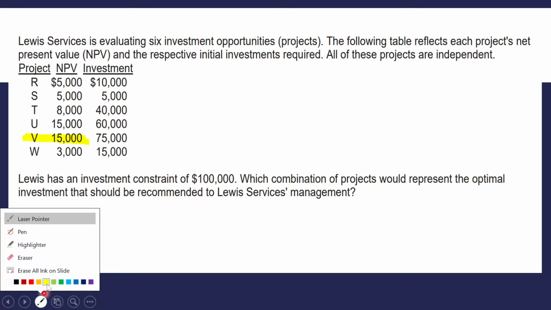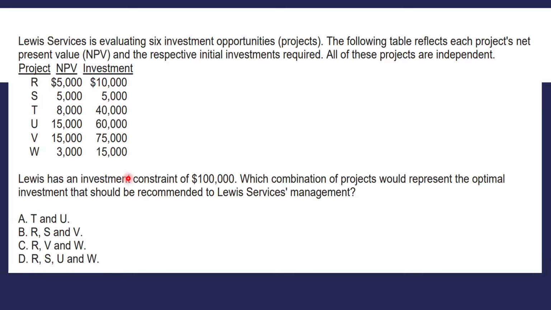So para maging efficient yung pag-allocate ng resource, ang gagawin natin, pataasan ng PI, no? So sinong pinaka-PI, no? Yun yung pinakamataas yung PI, siya yung mauuna. Para masulit natin yung 100,000. Papakita natin, ha? Okay. What's the value of the project? The value of the project is, for letter R, Project R, 5K plus 10K.